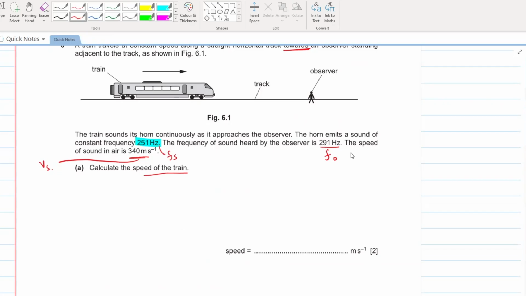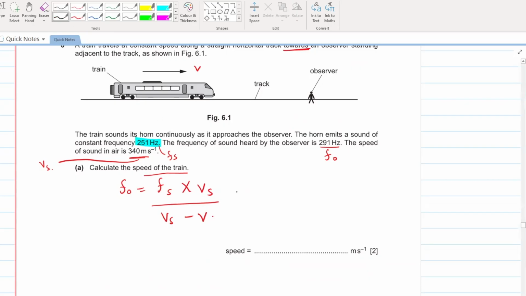Don't worry about that. Can you calculate the speed of the train? Frequency observed is equal to what? Frequency of sound multiplied by the speed of sound divided by the speed of sound minus the velocity of the train. Let's say this is the velocity of the train.